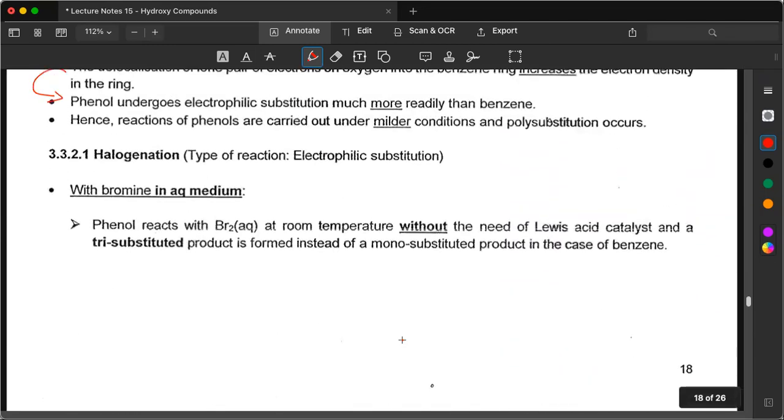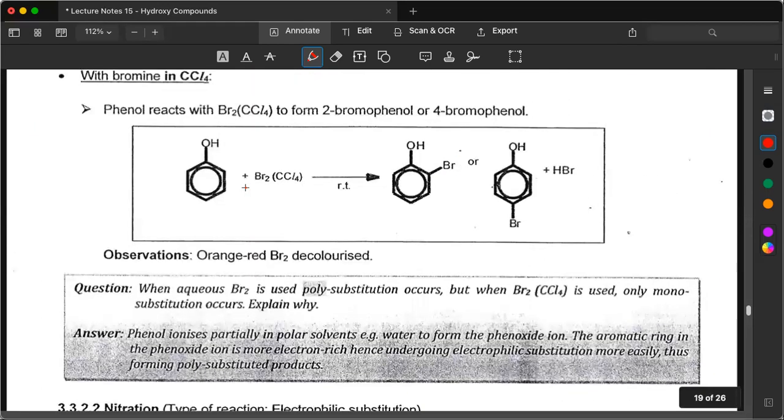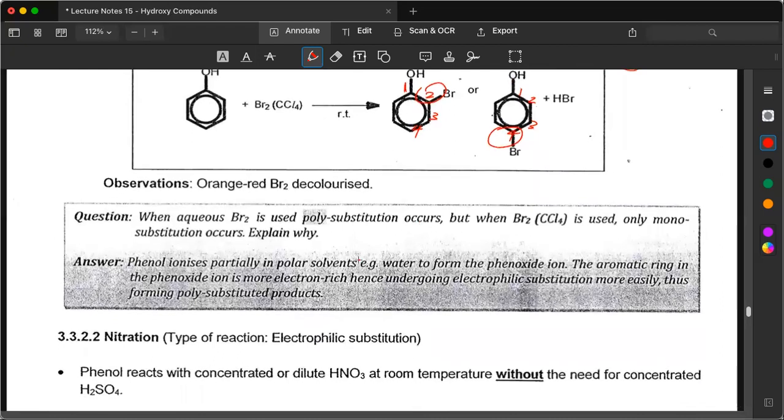Remember we mentioned that the hydroxyl group will be 2,4 directing. So bromine attaches itself to the second carbon, counting the first carbon, second, third, fourth, which means the OH group makes the benzene 2,4 directing. So we will observe the orange-red Br2 decolorize. Now, when aqueous bromine is used, we see poly substitution. But how come with CCl4 we will see mono substitution?